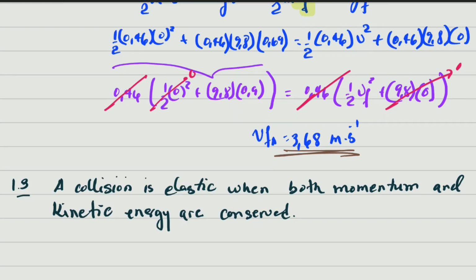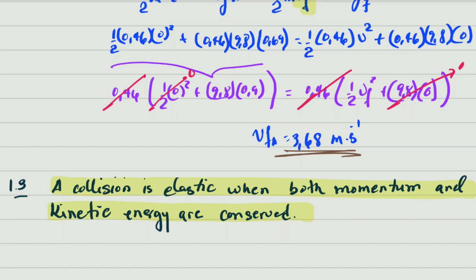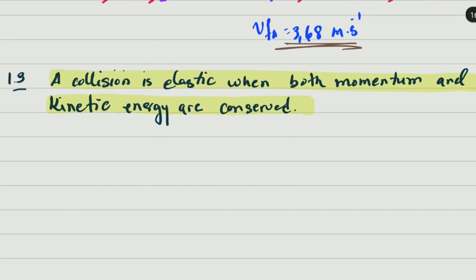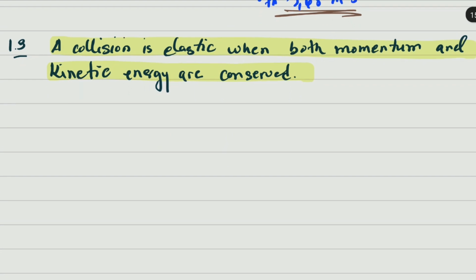So we say that a collision is elastic when both momentum and kinetic energy are constant. Now we are ready for the difficult part of this question. This question is a little bit tricky. However, I'm going to fast forward whatever I can. I'm going to do it not that fast so you can see how to approach the problem, okay?